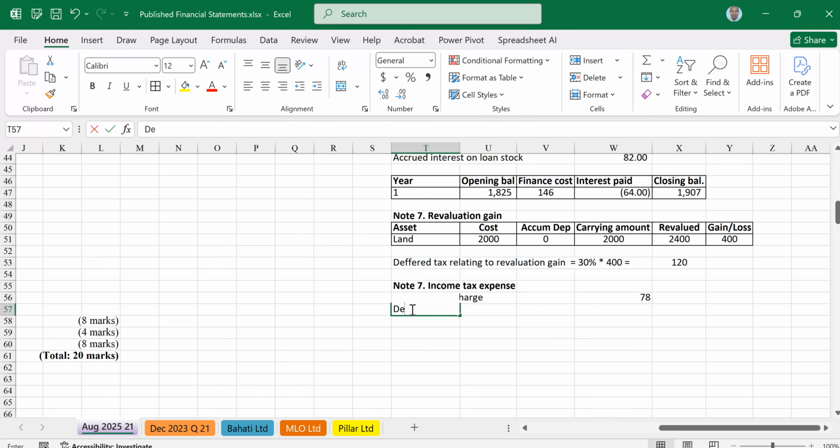Then deferred tax, or perhaps I need to get deferred tax first before I deferred tax. Deferred tax, increase or decrease?